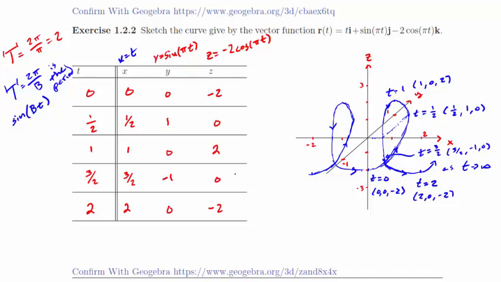And then this is going to kind of repeat and get 0 out and then negative 2 out for when t is 3/2 and 2 again. So I plot these points. When t is 0, I get the point (0, 0, -2) right here on the z-axis.